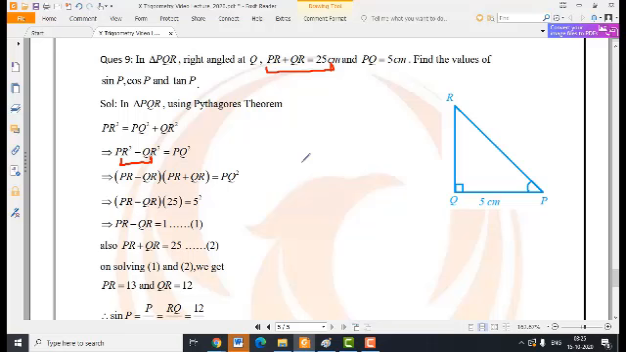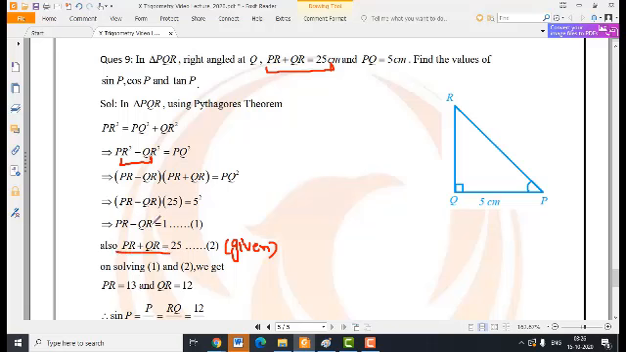Substituting the values that are given to us, we know the value of PQ, which is 5 centimeters. So on the right hand side you have 5 square, and on the left hand side one of the factors, or one of the brackets, is PR plus QR, whose value is 25. So we substitute its value. Now if you simplify, the right hand side is 5 square, which is 25, and 25 upon 25 is going to give you PR minus QR equals 1. And as PR plus QR is already given as 25, you can solve the first and second equation using any method, elimination or substitution, to find the values of PR and QR.